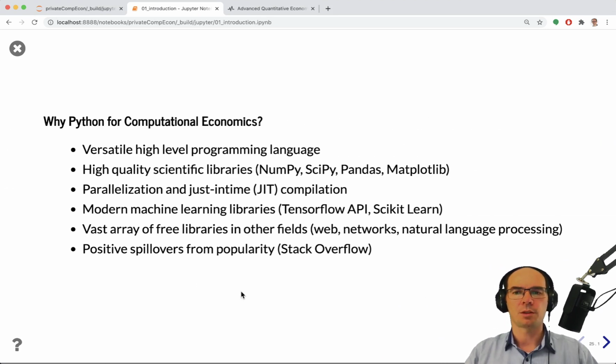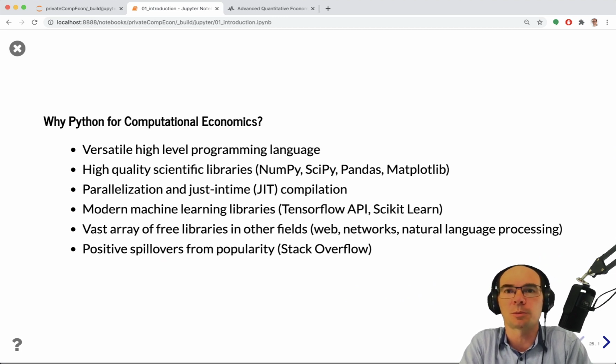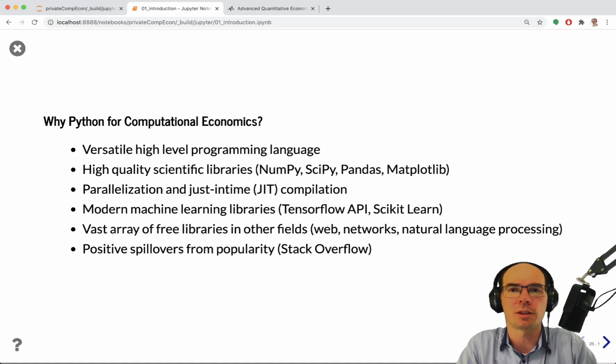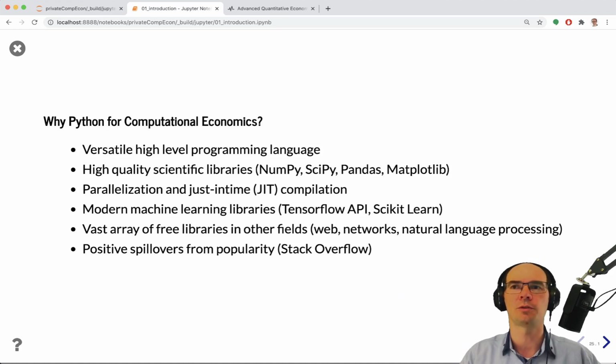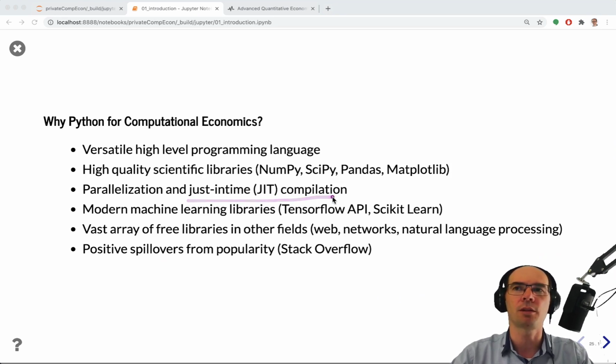Okay, so to sum up, why do we use Python in economics? Well, it's a versatile, high-level programming language that does not require too much time or too much code to achieve a particular computational task. It has very good scientific libraries, and the libraries that we will be working with all the time are NumPy, SymPy, SciPy, Pandas, and Matplotlib. It allows for parallelization and just-in-time compilation. So this will be touched a little bit in the course, but the idea here is that even Python code can be translated into machine code and be as fast as the low-level languages for some particular tasks.